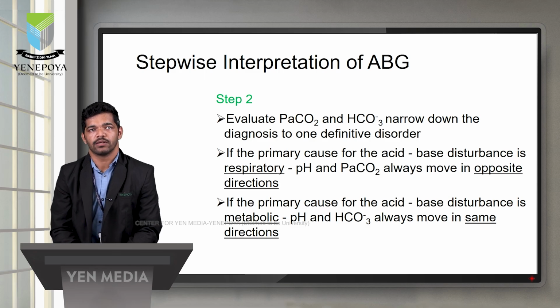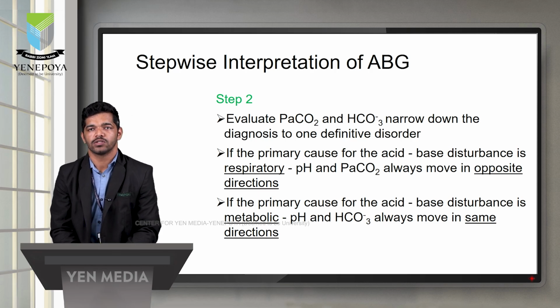Step 2, we have to evaluate PaCO₂ and bicarbonate from the ABG report. PaCO₂ will indicate the respiratory component, and bicarbonate will indicate the metabolic component in the ABG report. If the primary cause of the acid-base disturbance is respiratory, pH and PaCO₂ will always move in opposite directions. That means when the PaCO₂ increases, pH will fall. When the PaCO₂ decreases, pH will increase.